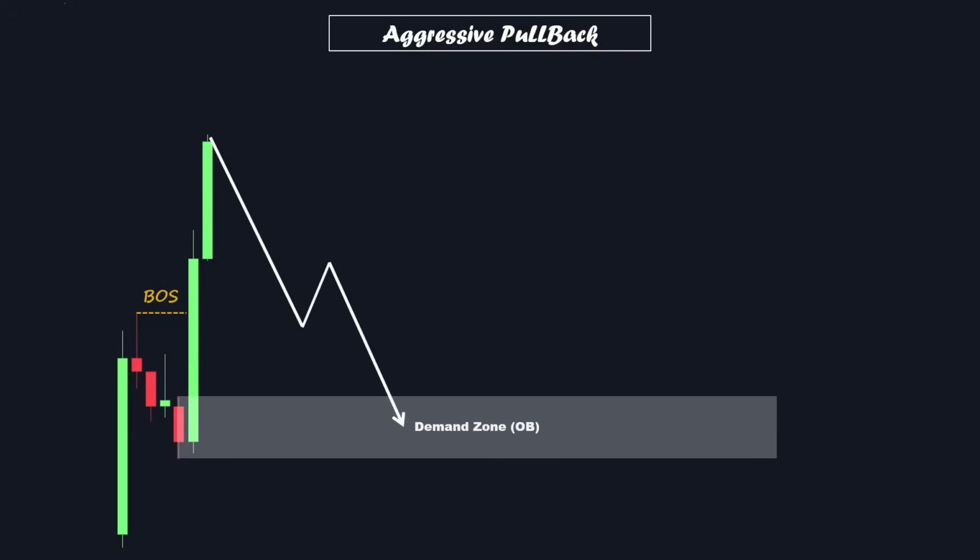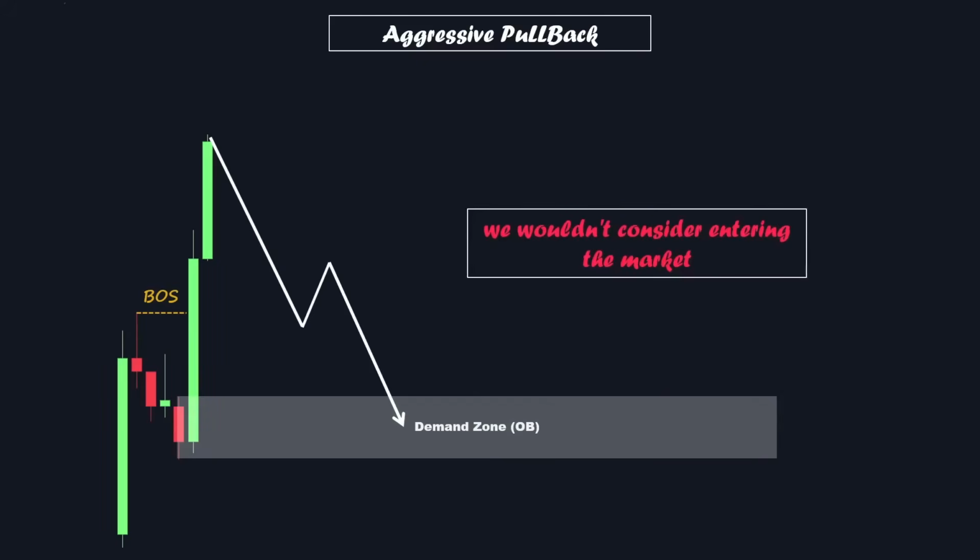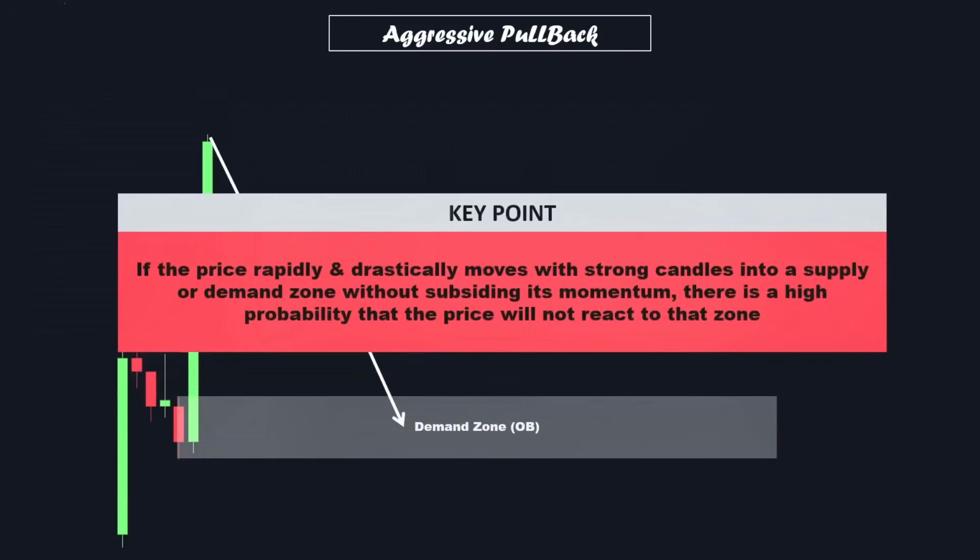But in aggressive pullbacks, price often dives into the zone with strong momentum, not slowing down. When price approaches a zone aggressively like this, we do not enter, even if we see CHOCH or flip patterns on the lower time frame. The reason is simple. When momentum is too strong, price usually blows through the zone instead of reacting. So during aggressive pullbacks, we avoid entries and only observe price behavior.